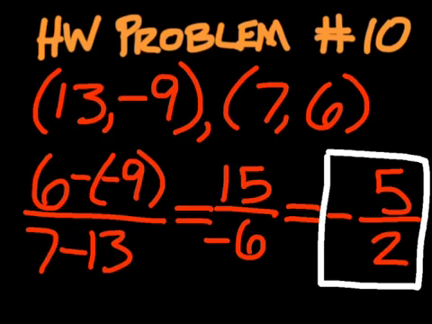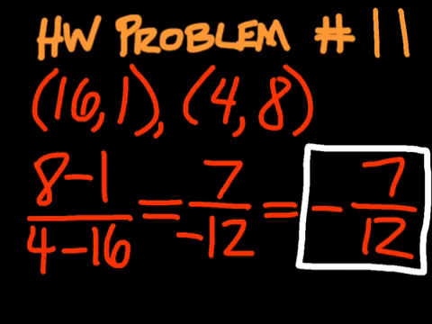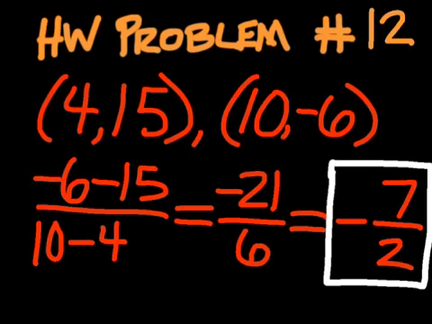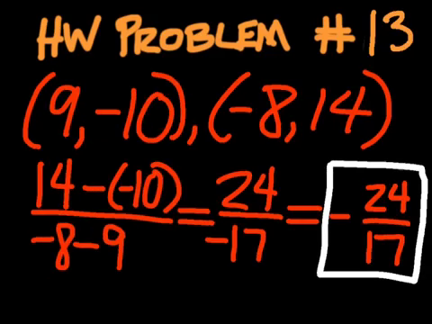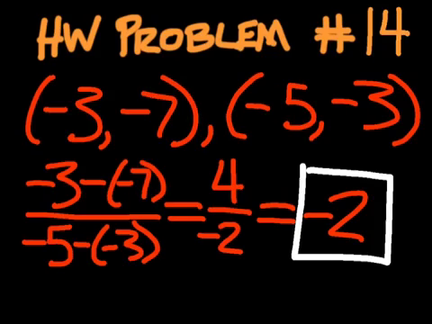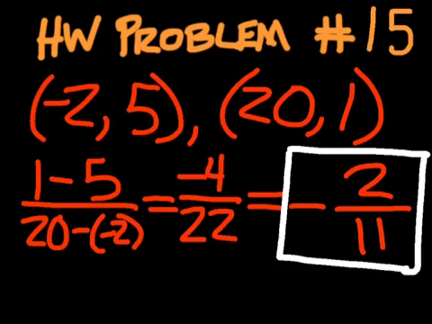Okay, number 10 is negative 5 over 2. Number 11, negative 7 over 12. And number 12 is negative 7 over 2. Okay, number 13 is negative 24 over 17. Number 14 should be negative 2. And number 15 should be negative 2 over 11. Alright, questions on the homework?